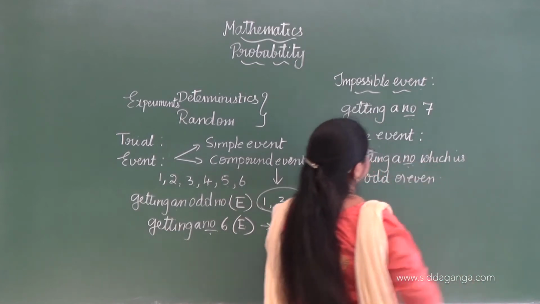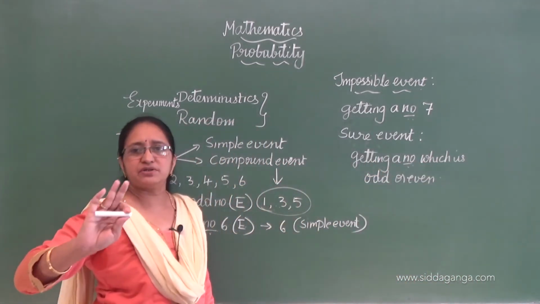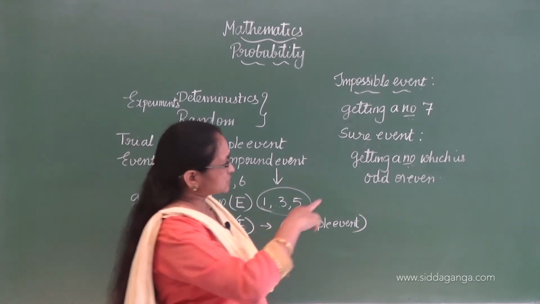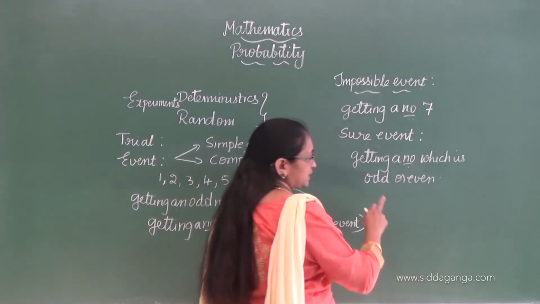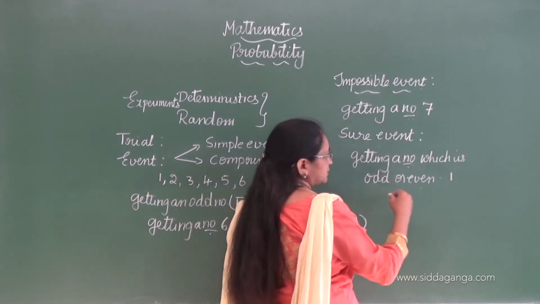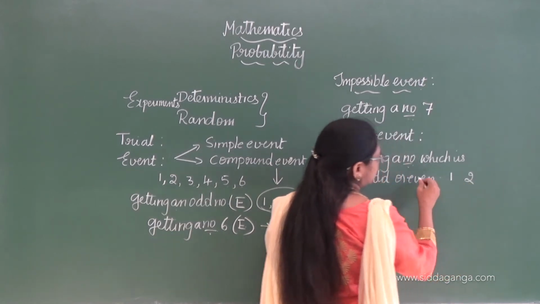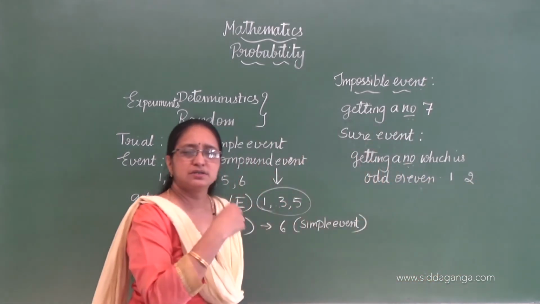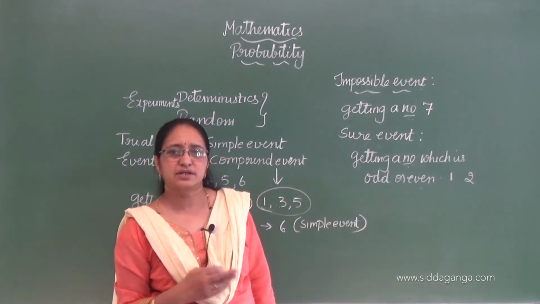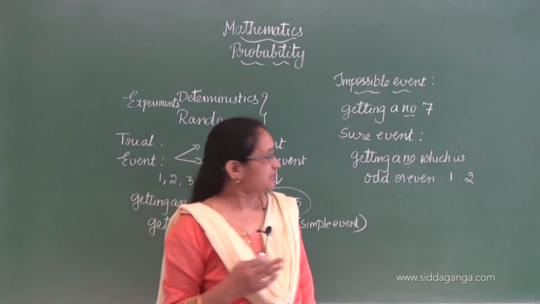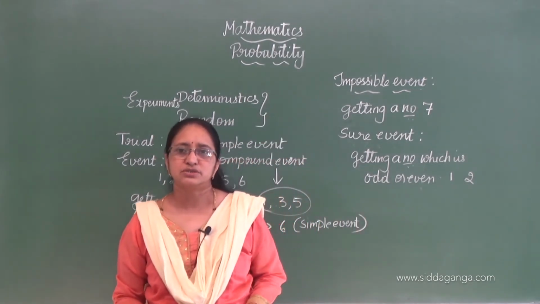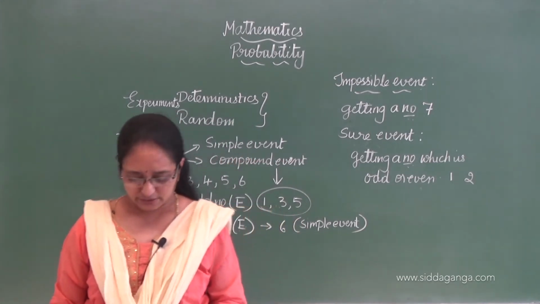See, here getting a number, definitely when you roll a dice you will get a number, no doubt, whether it is odd or even. If I get 1 it will be odd, if I get 2 it will be even, if I get 3 again it will be odd, if I get 4 again it will be even, like this. If I get 5 then it is odd, again if I get 6 it will be even. So, they are the sure event.